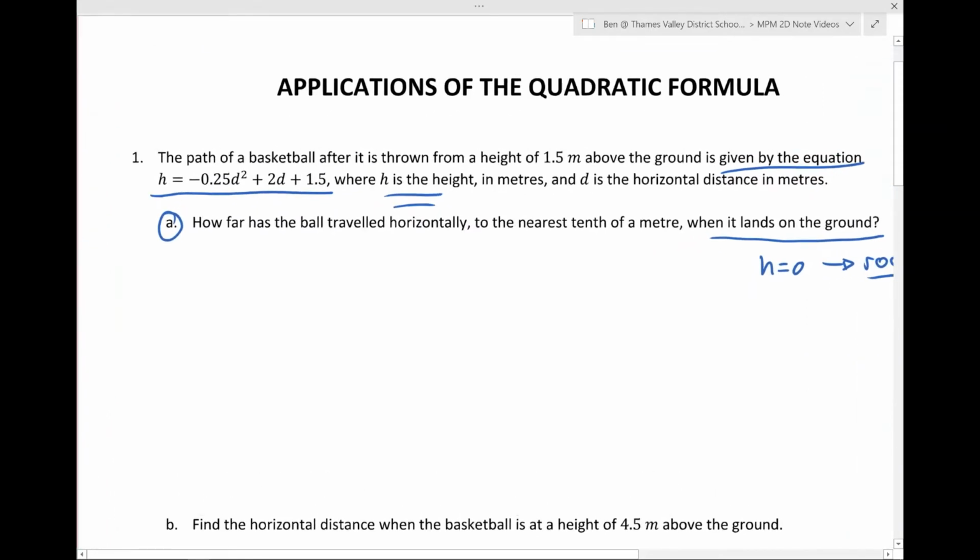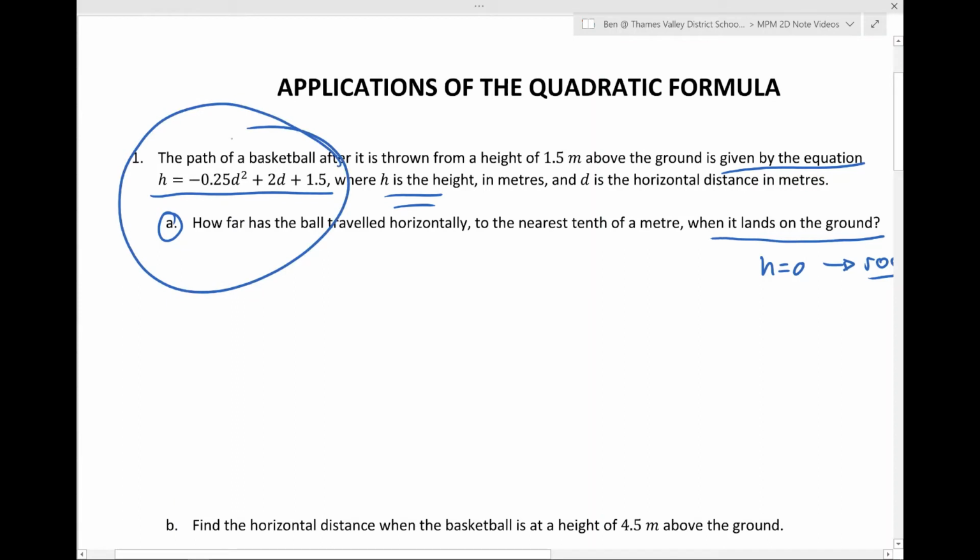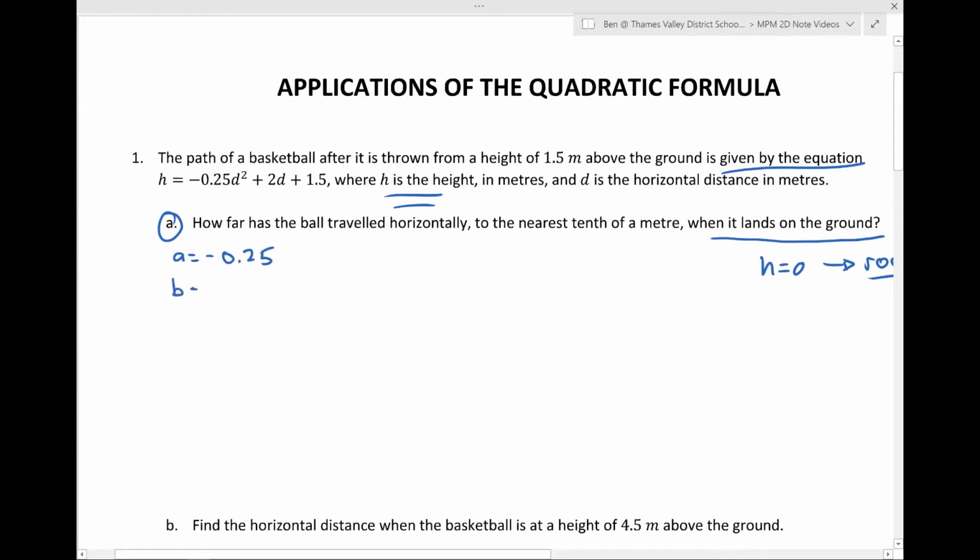So if we're looking for the roots, we know how to handle something like this. We plug this into our quadratic formula. First, our a term equals negative 0.25, b equals positive 2, c equals positive 1.5. Fantastic. So we've set h equal to 0, and that is 0 equals negative 0.25 d squared plus 2d plus 1.5.